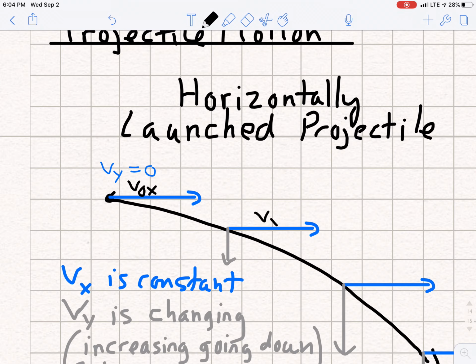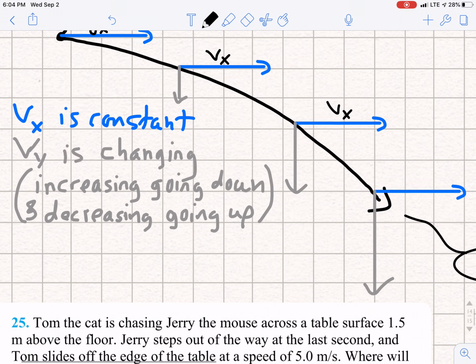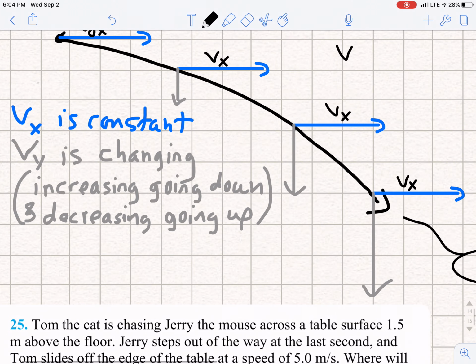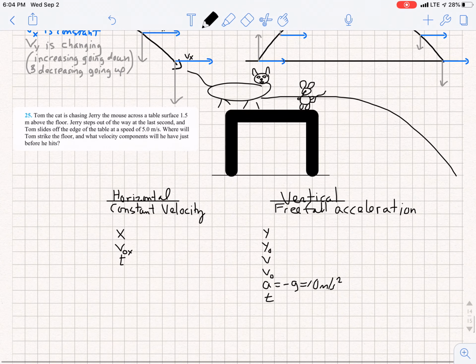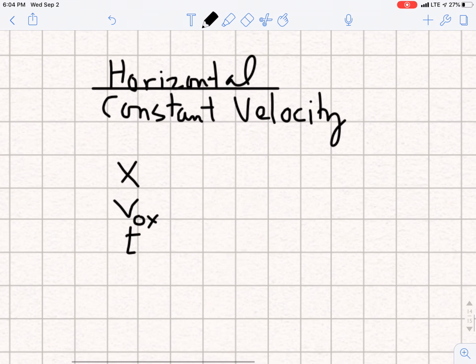And the reason why, if we look at this right here, v naught x is this initial blue arrow here. Well, if all of these other arrows are v in the x direction, then v in the x direction equals v naught in the x direction. So really, as long as we account for the velocity horizontally once, it's the same for every horizontal velocity along the way. So we're going to account for v naught x.